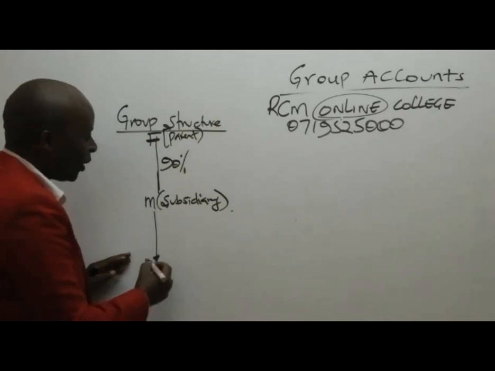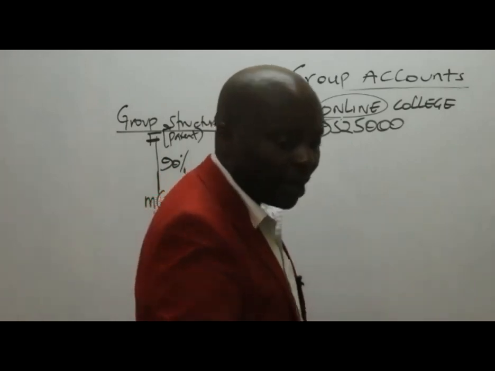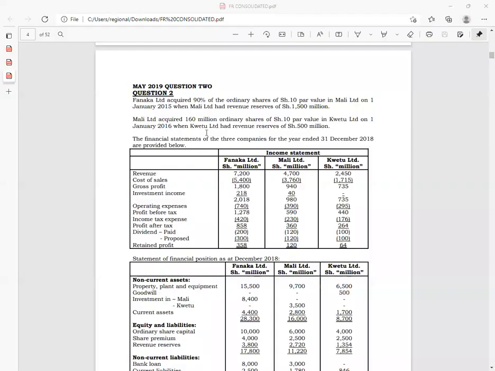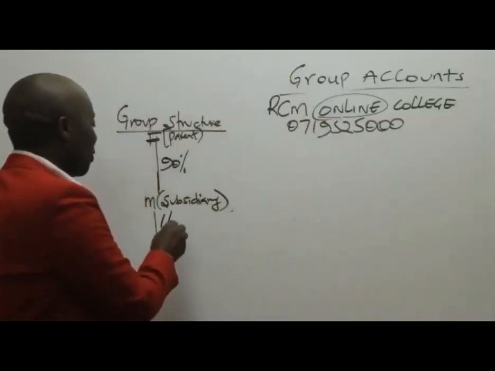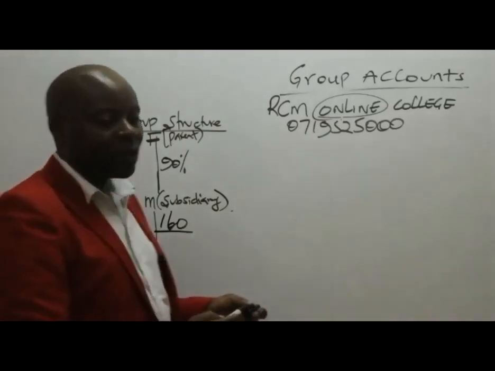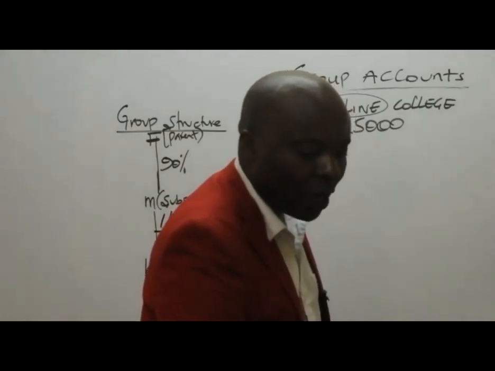For Kwetu, which is K there, we are told it's Mali that made the acquisition. So Mali acquired 160 million ordinary shares of 10 par value in Kwetu. So it means that Mali acquired 160 million shares. I can leave out the millions. So 160 out of how many shares does Kwetu have in total? How many shares does Kwetu have in total?